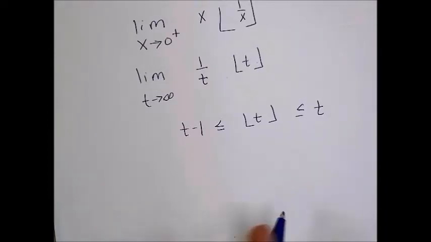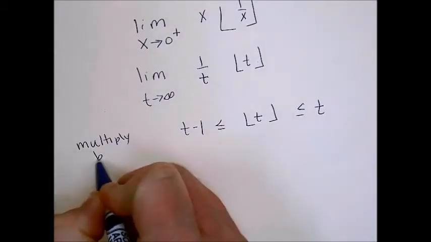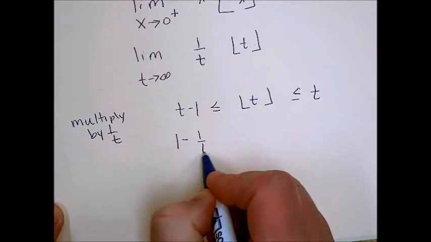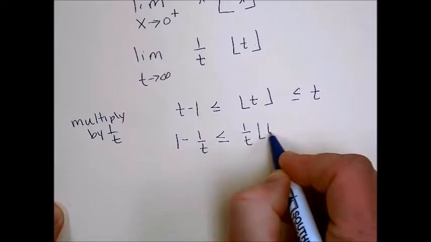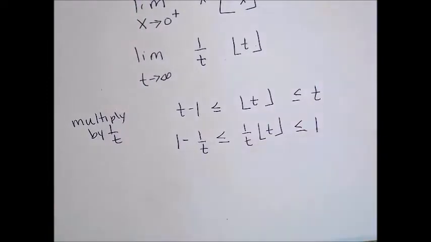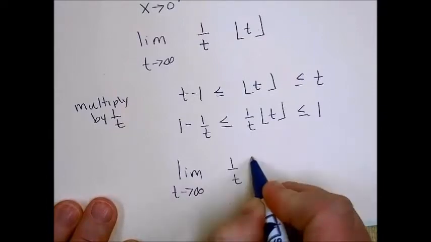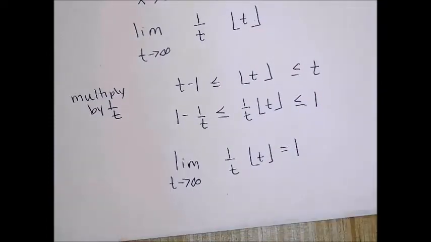Then I multiply through by 1 over t. When I multiply everything, I'm going to get 1 minus 1 over t less than or equal to 1 over t times the greatest integer of t, less than or equal to 1. It follows from the sandwich theorem that the limit as t approaches infinity of 1 over t times the greatest integer of t is equal to 1. So 1 is the value of the limit that we're looking for. Let's look at example 8.